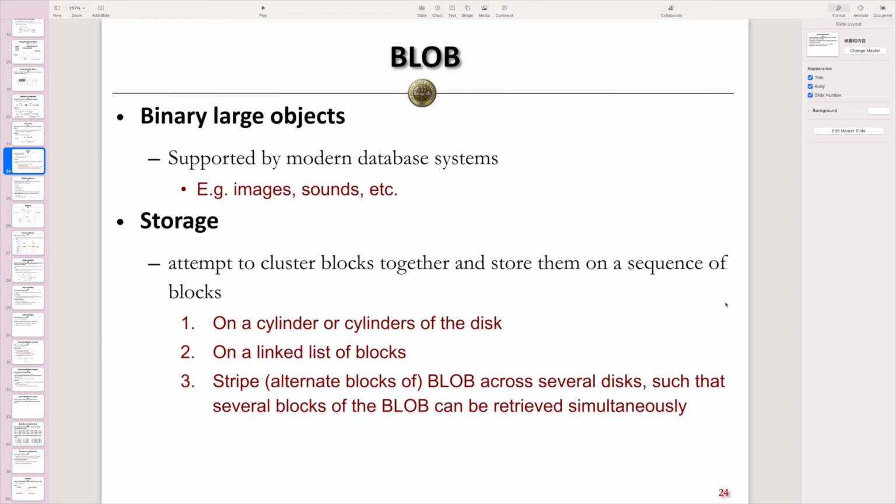the disk. Another way is that we can stripe the BLOB across several disks, because for the disk we have several plates, and at the same time we can also have several disks simultaneously. Normally for a machine or a server, we have several disks. So we can stripe alternate blocks of this BLOB across several disks. In other words, we can read all these disks simultaneously, so we will be able to read the data of the BLOB out very easily.